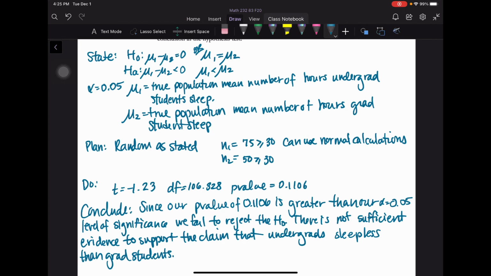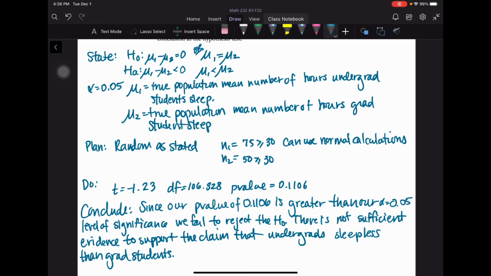And mu1 is the true population mean number of hours undergrad students sleep, and mu2 is the true population mean number of hours grad students sleep. In the plan, this problem does state that the samples are randomly selected. For our normal conditions, 75 is greater than or equal to 30 and 50 is greater than or equal to 30, so we can go ahead and use normal calculations.